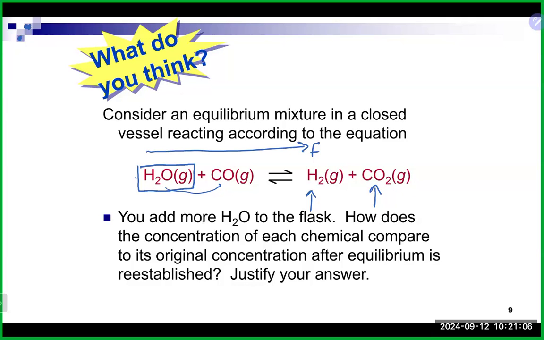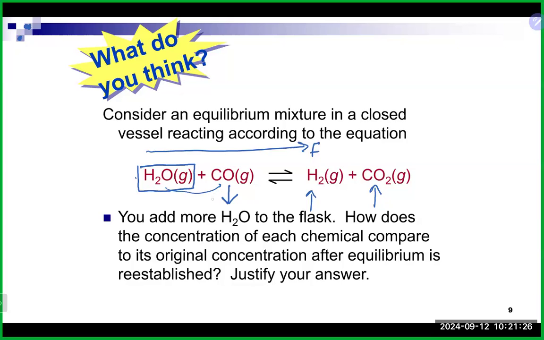How about CO? What should happen with that? It should go down. The only way to make products is for the two reactants to come together to make those products. So that's going to cause a decrease in the reactant concentration. What about H2O? What happens with it?